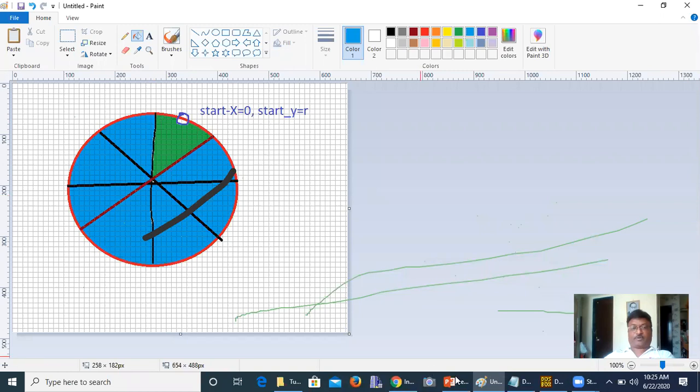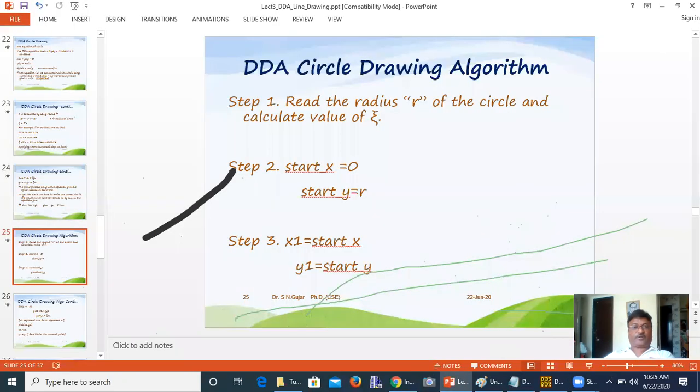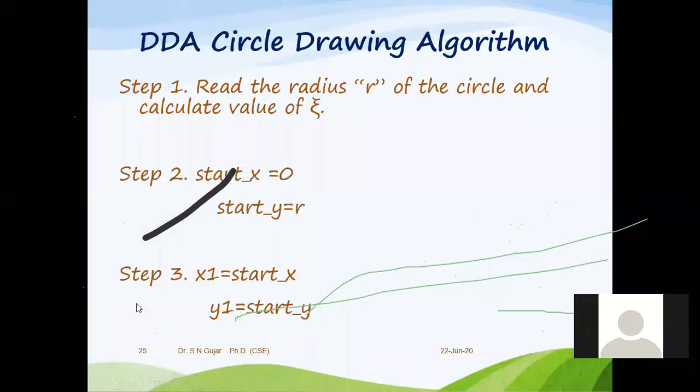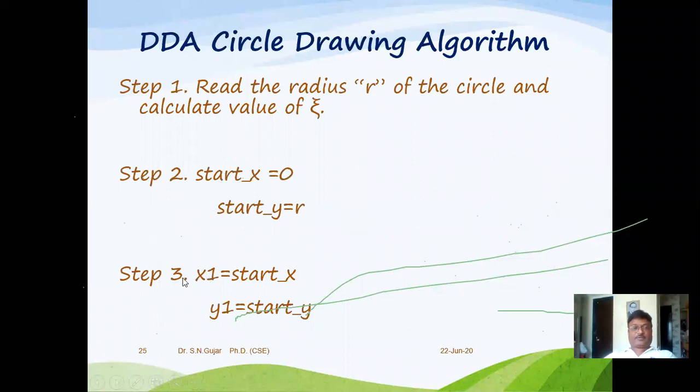Now come to this PPT, so then you can understand it. So you have started, and then I have put step 3. Who has written this? Just erase. What is step 3? X1 is equal to start x and y1 is equal to start y. Have you all understood? This is my reading the radius r. Okay?